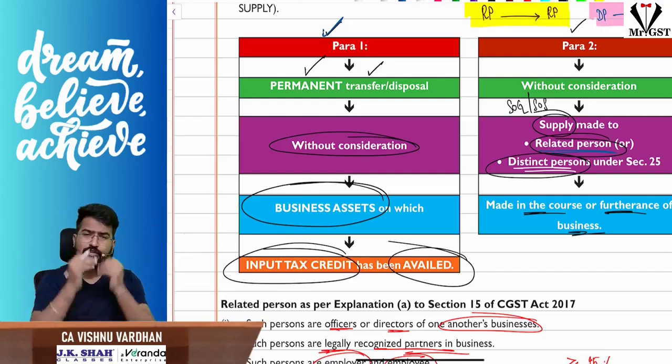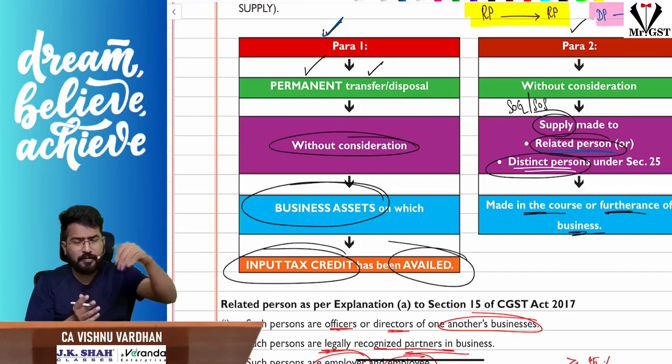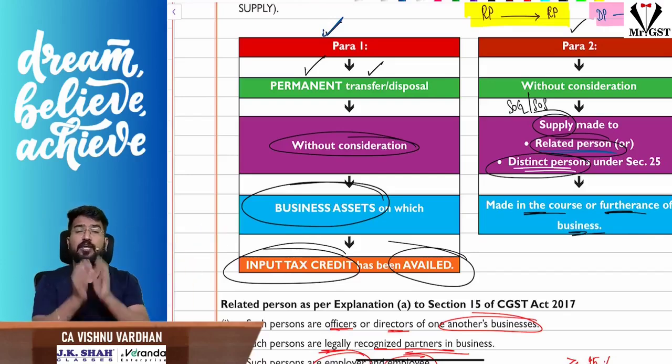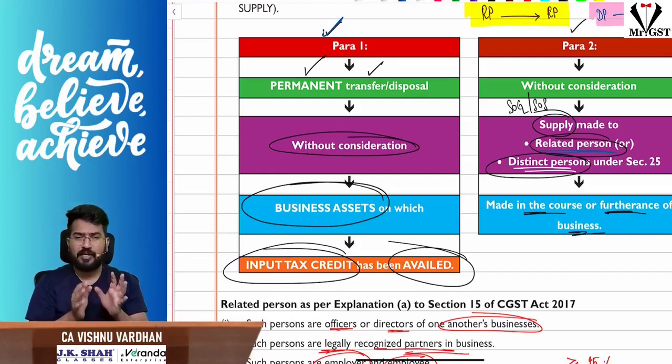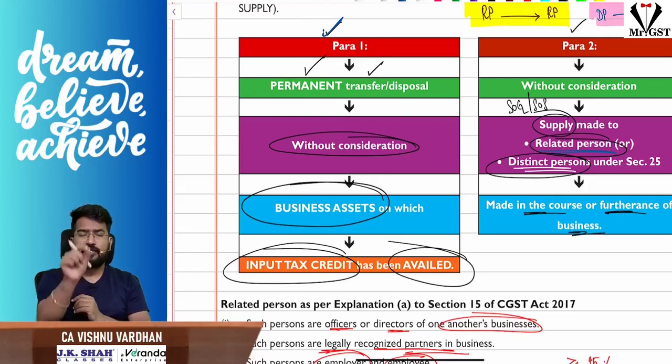You have taken ITC on that MacBook. Now what you are doing? You are permanently transferring or disposing that MacBook. Then still it is called as supply, even though there is no consideration. Am I clear? See, generally if there is consideration, no problem, it is supply. But here what we are saying, even though there is no consideration, we are calling it as supply. So that is para 1.